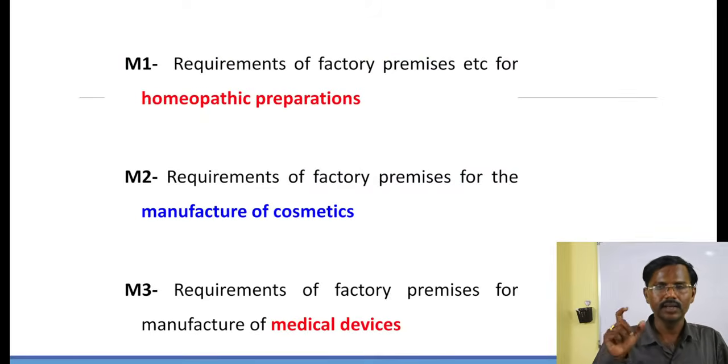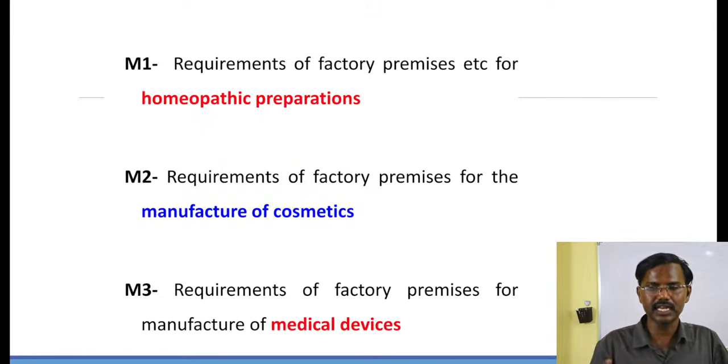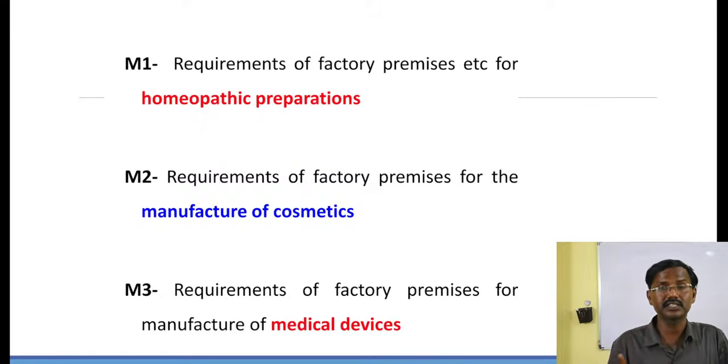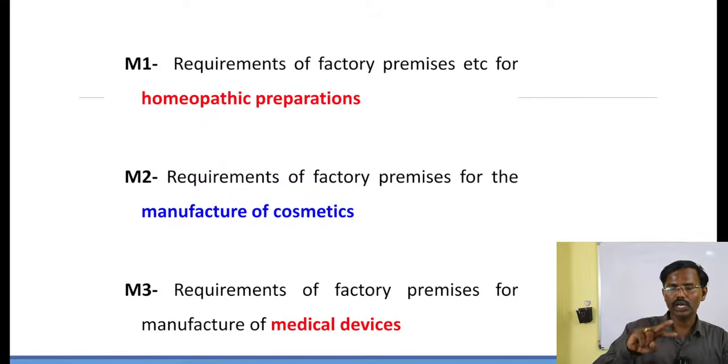This is M1. Important homeopathic preparation. M2, manufacture of cosmetics. So M2 is cosmetics, M3 is medical device. Important: M1, M2, M3. If you go into detail, what is in part 1 and what is in part 2? Next, Schedule M is divided into two parts.